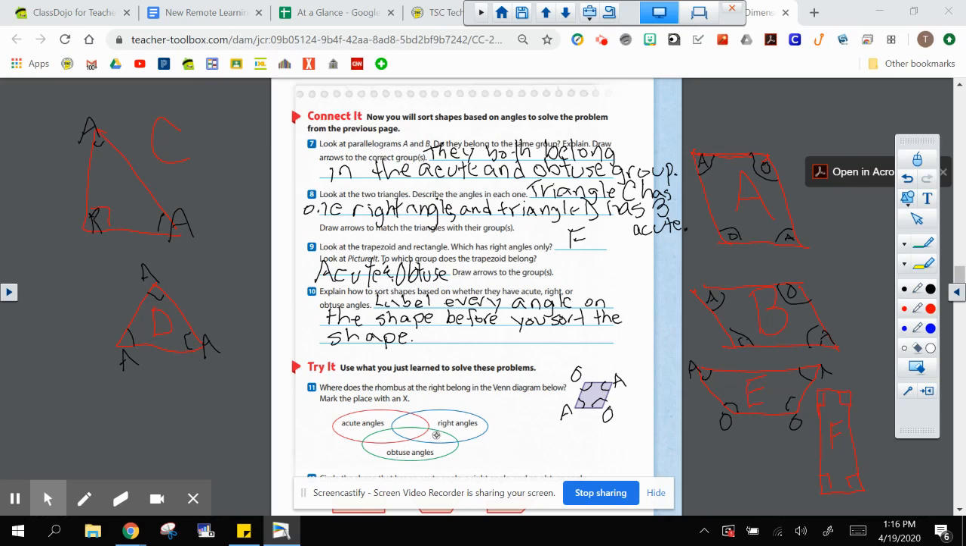So if I go in this category, it's overlapping right and obtuse, which is not what we are going to overlap. We have to overlap obtuse and acute. So we have obtuse, acute. So this section here is where we're going to put our X to show that it has obtuse angles and acute angles. We can't put it in the middle because there are no right angles.